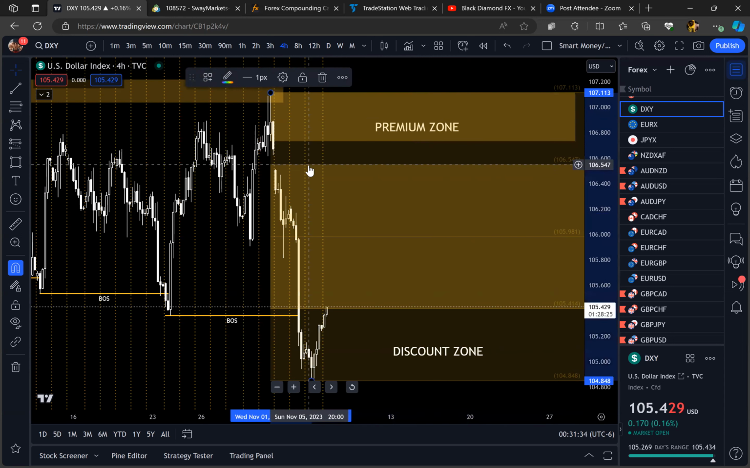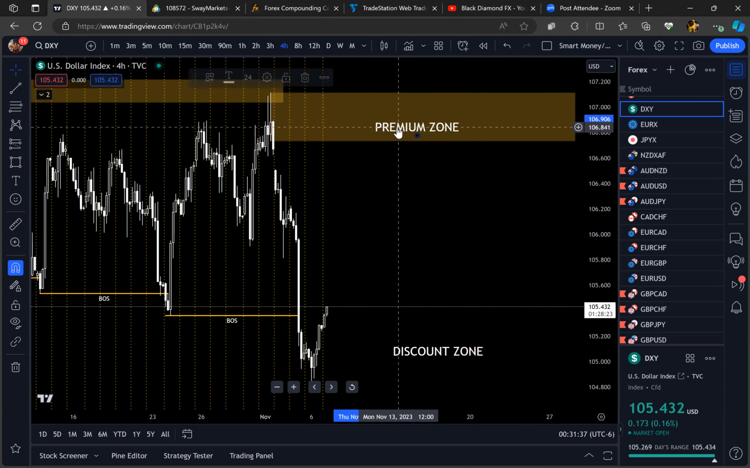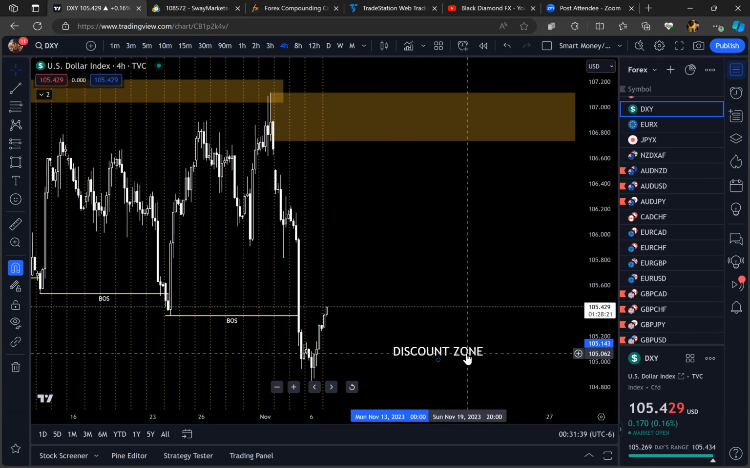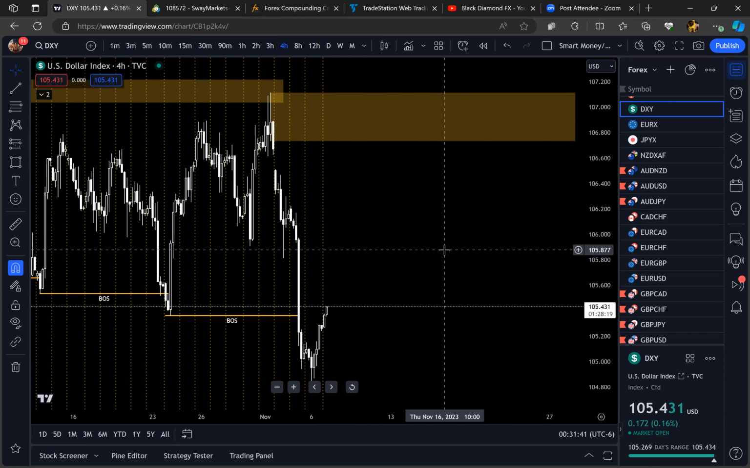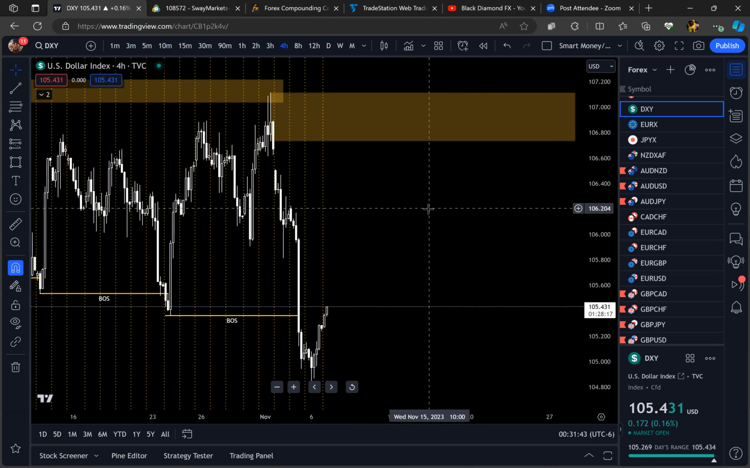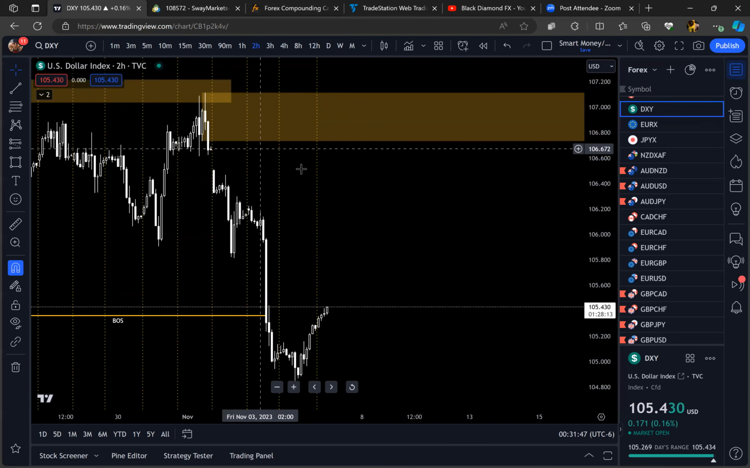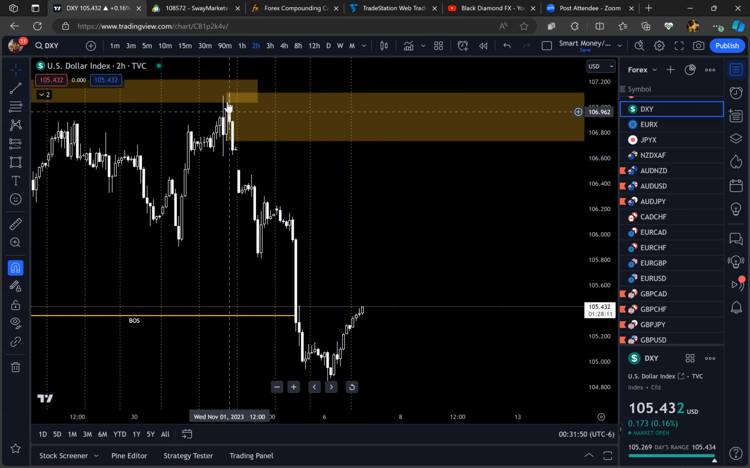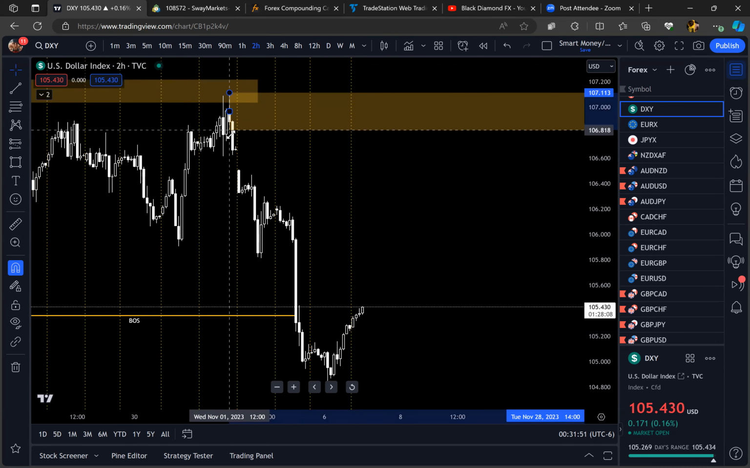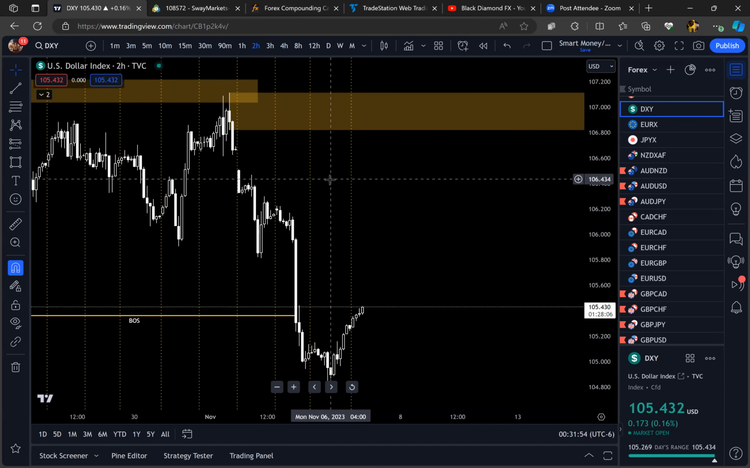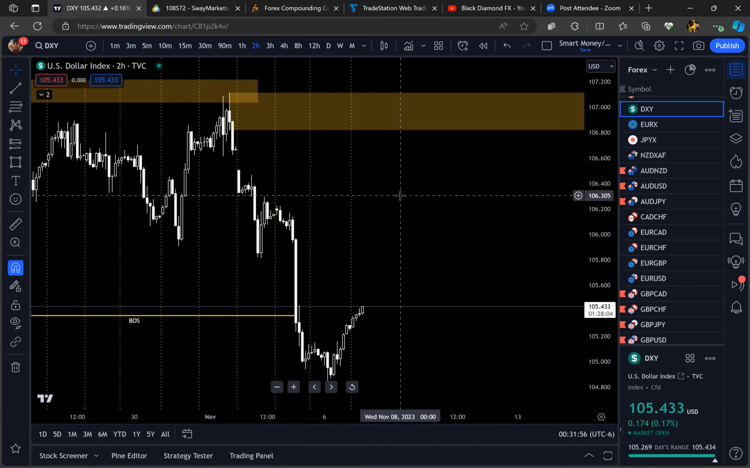I'm going to delete my fibs, because I want to try to whittle it down a bit. So now that we have that, let's go down to the 2-hour. See if we can get it down. Look. See right there? So now we can make this candle just a bit smaller. So now, boom.